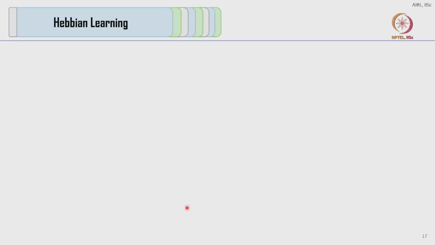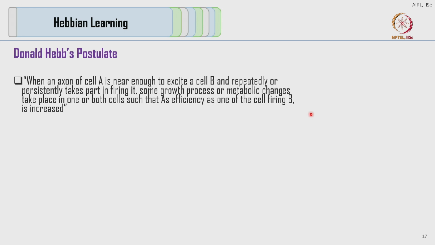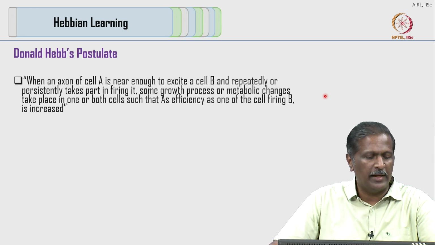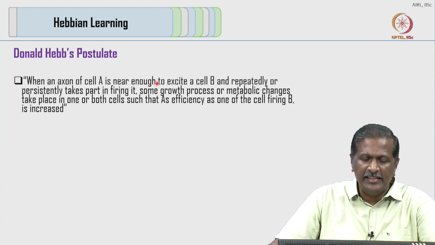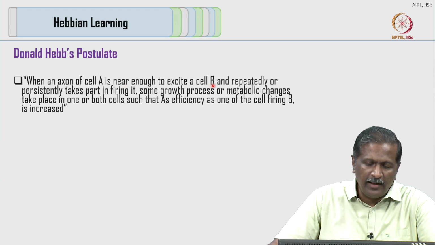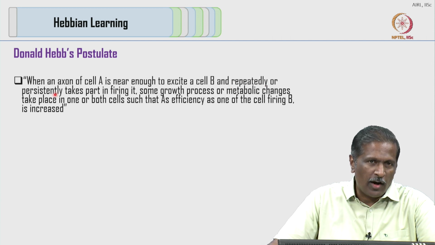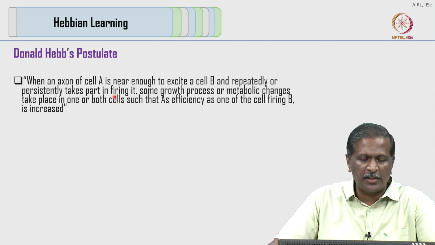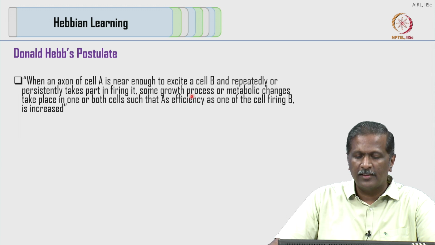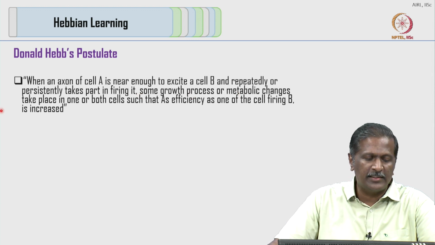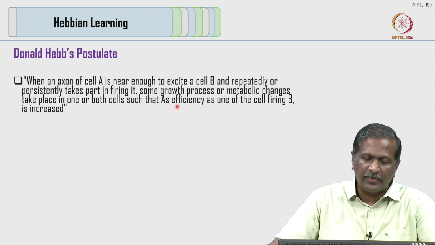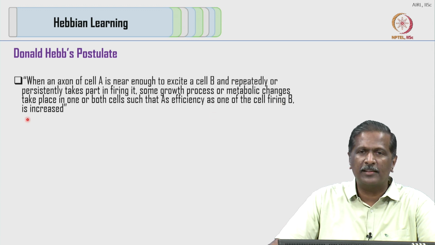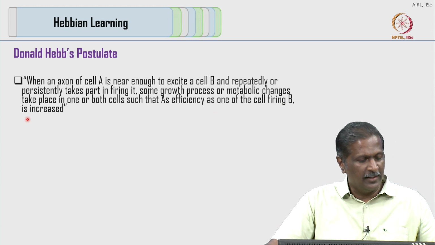Let us look at what Hebbian learning says. Donald Hebb's postulate: when the axon of a cell A is near enough to excite a cell B and repeatedly or persistently takes part in firing it, some growth process or metabolic changes take place in one or both cells such that the efficiency of A as one of the cells firing B is increased. Right? What does it mean?